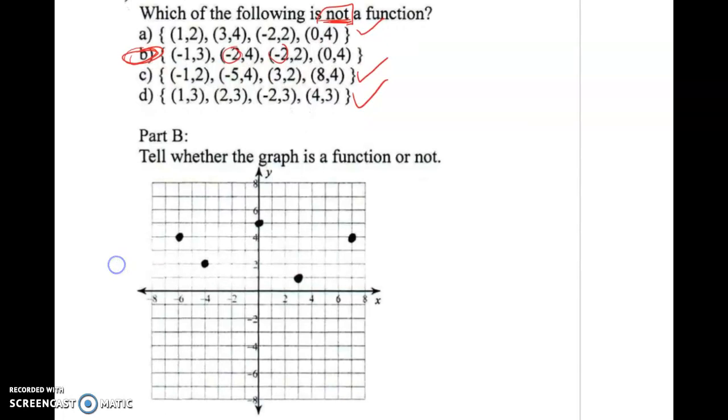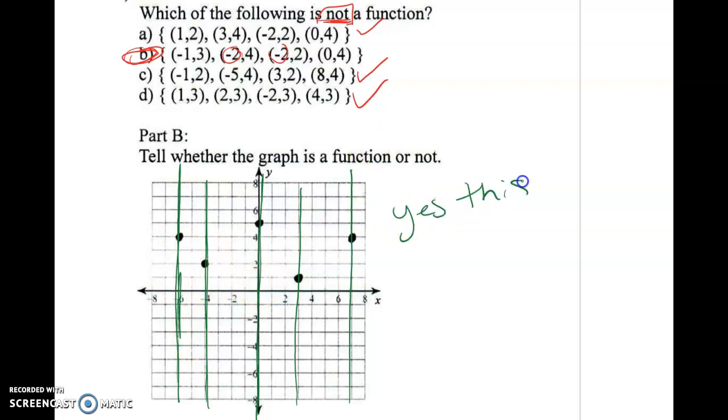And the last one, tell whether the graph is a function or not. So this would be the vertical line test. So if you can draw a vertical line that touches 2 points, then it is not a function. So I'm drawing vertical lines on each part of my graph here, and it never touches 2 points. So that means that it is a function. Yes, this is a function.